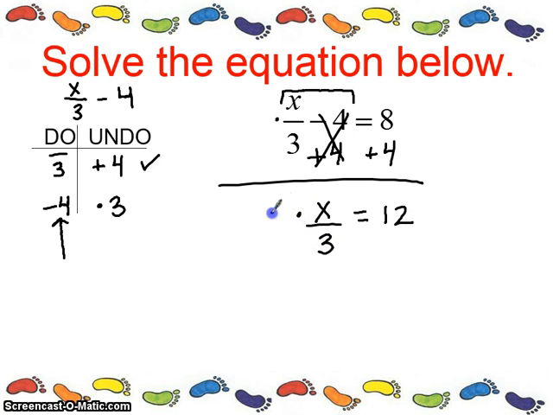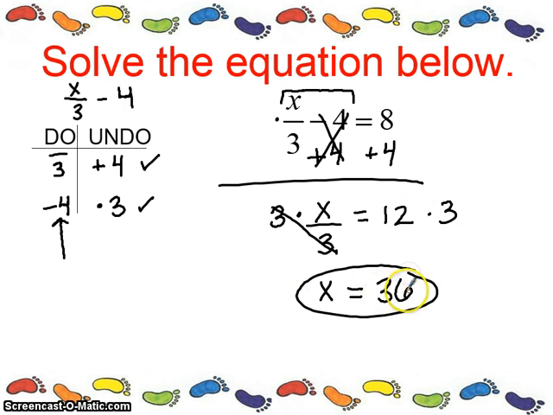Now we'll multiply each side by 3 because that's our second step in undoing this equation. 3 divided by 3 is 1, so we get 1x equals 12 times 3, which is 36. So our solution is 36, and you can check it by substituting back in. 36 divided by 3 is 12. 12 minus 4 is 8. So it does make the equation true.